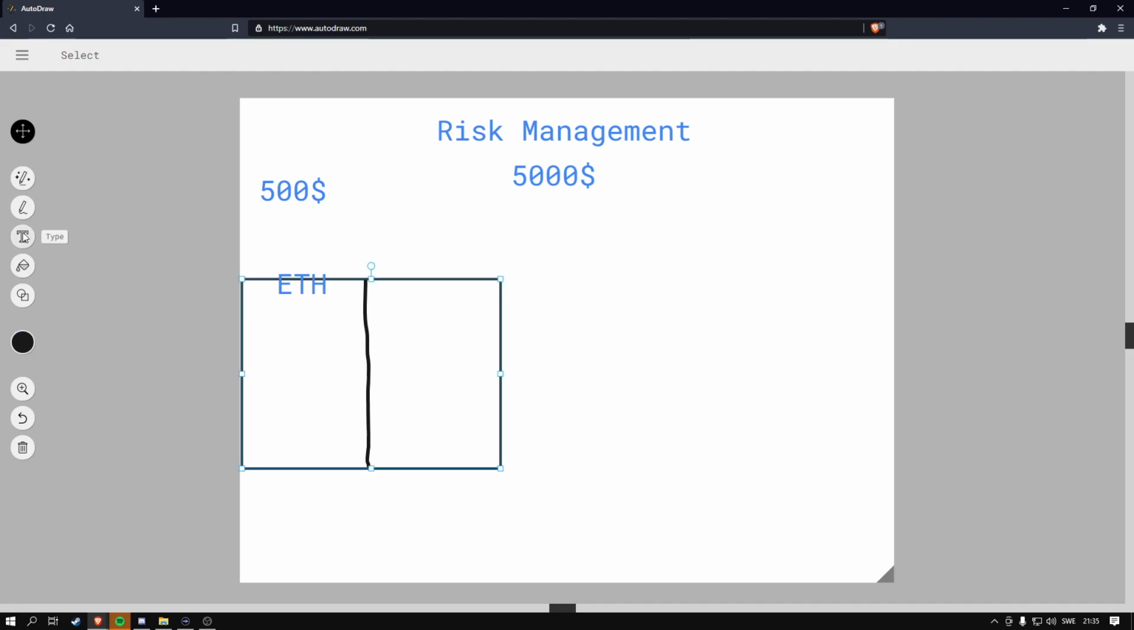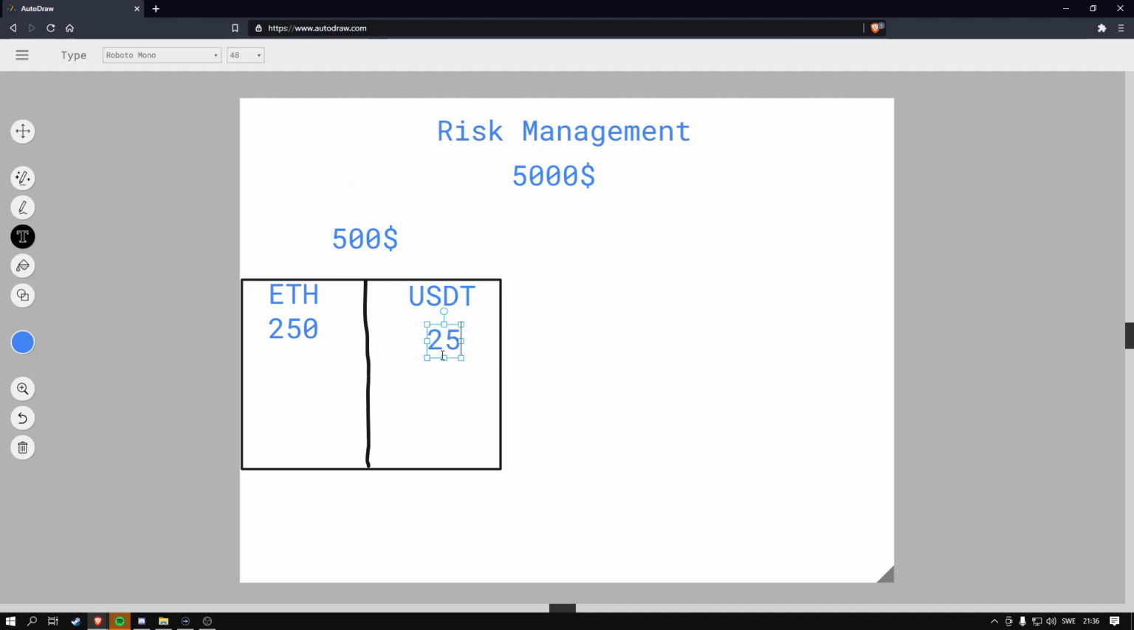This half is USDT, right? So when I withdraw $500, I will put $250 into ETH, meaning I will take the $250 of this value here, convert it to Ethereum and withdraw it to my cold storage. And same thing with the other half, but instead of Ethereum, I do USDT. So I put $250 into USDT.